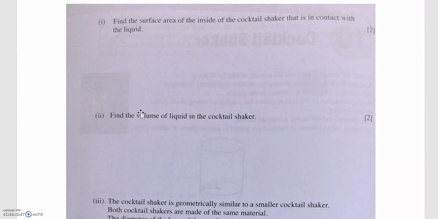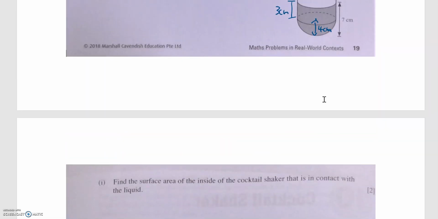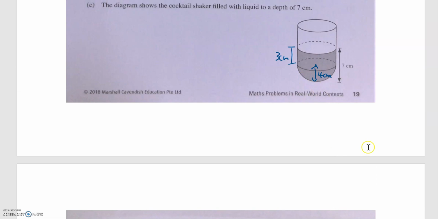Now part 1 wants us to find the surface area of the inside of the cocktail shaker that is in contact with the liquid. So if I go back to the diagram, I see that the surface area in contact with the liquid would consist of the curved surface area of the hemisphere and the curved surface area of the cylinder. So let us jot that down.